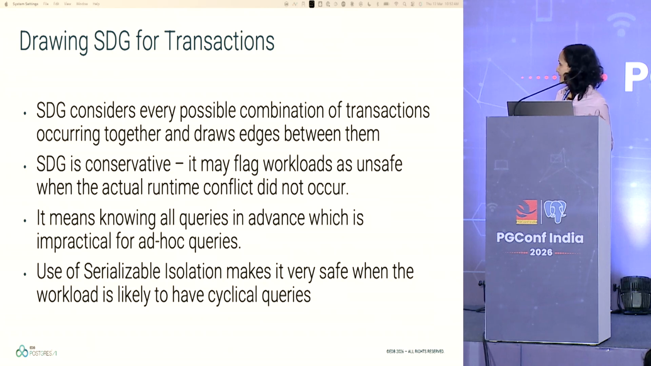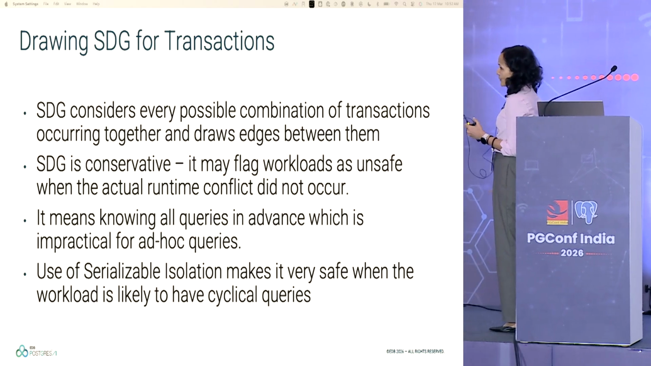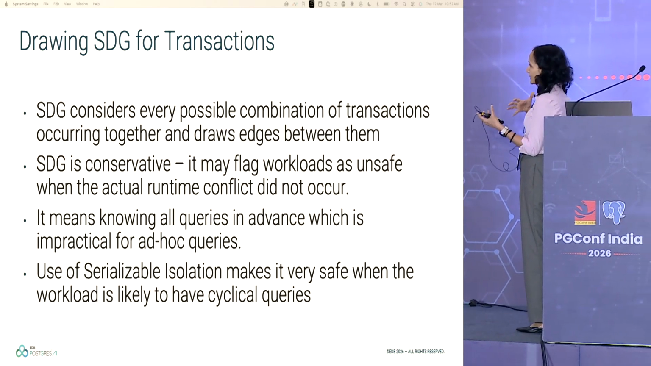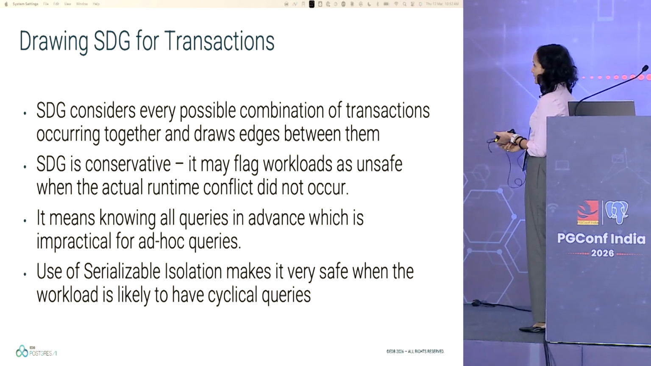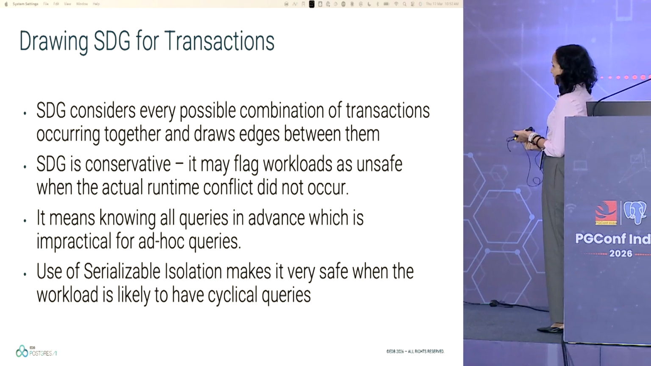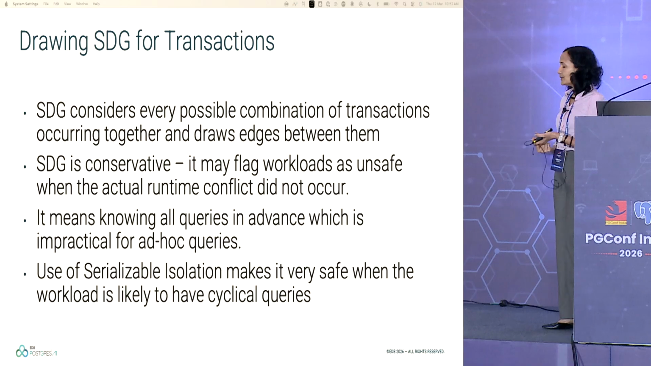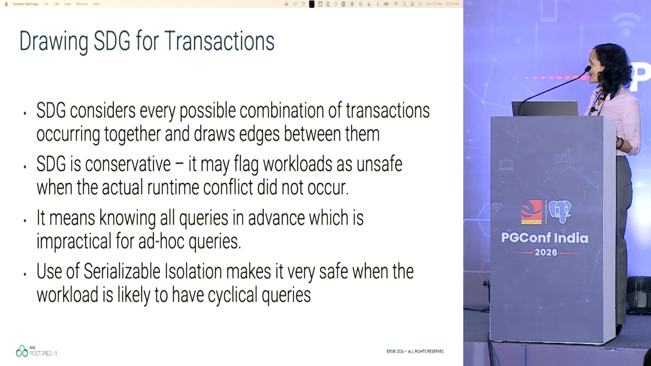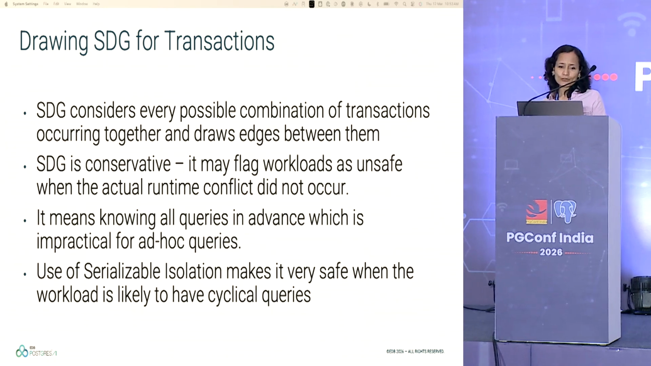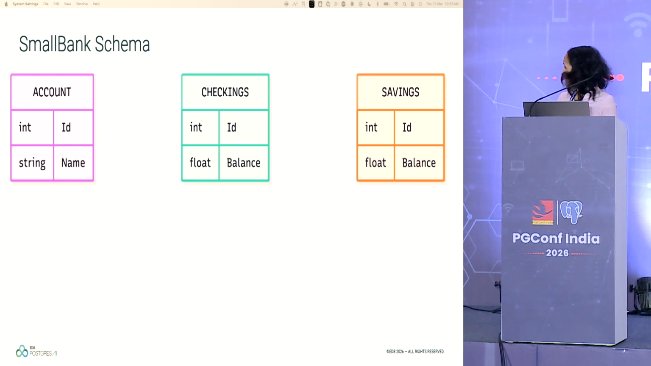Like I said, SDG considers every possible combination of transactions occurring together and draws edges between them. It is conservative. Those transactions may not be concurrent, but it can flag workloads as unsafe when the actual runtime conflict did not occur. It also means knowing all queries in advance, which is not practical for ad hoc queries. And especially when you see possible cycles with SDG, you need to use serializability as the isolation level. So we'll consider a small bank schema.